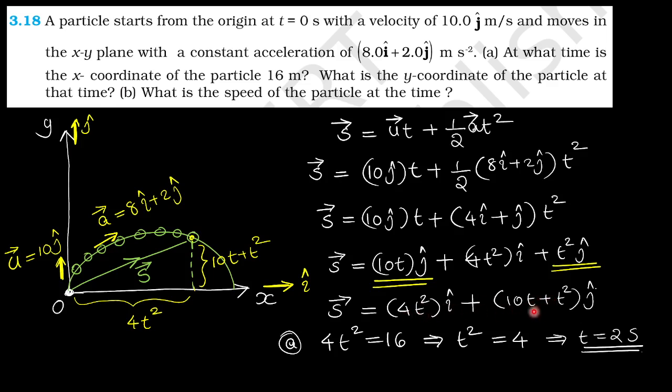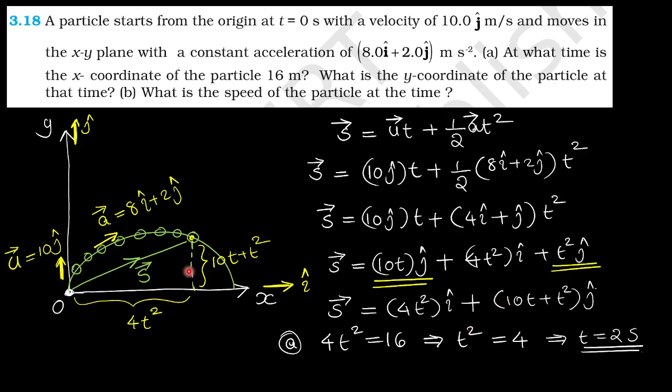The meaning of this equation is only that much. The displacement has 4t square units in the i direction and 10t plus t square units of distance in the y direction. That is the meaning of this equation.